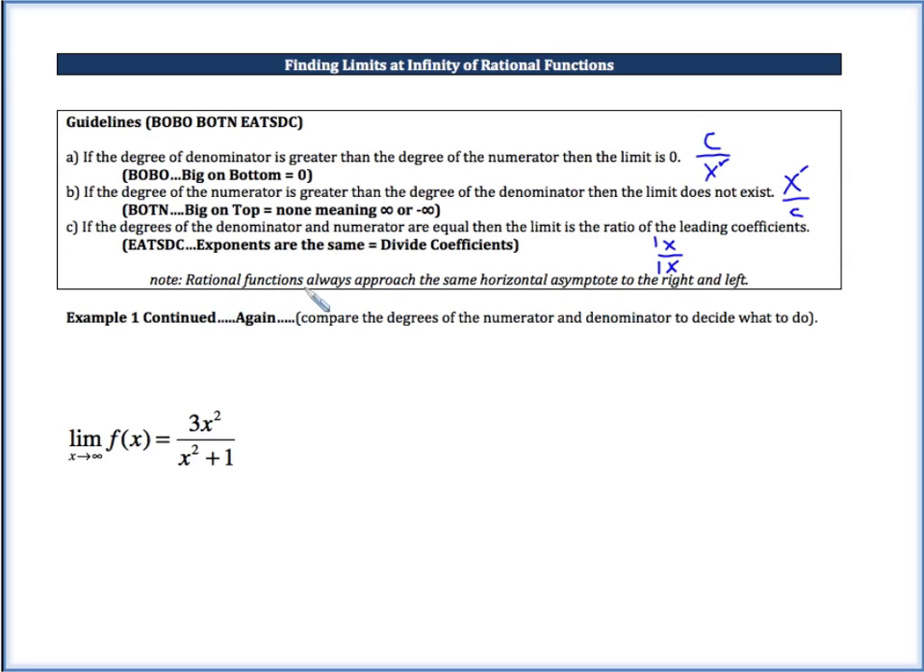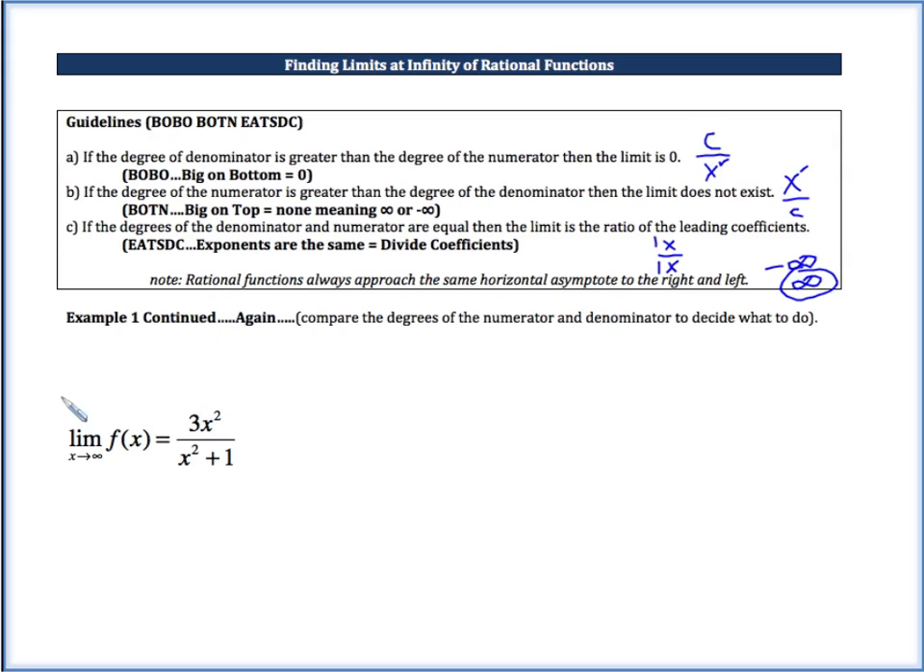Now note, rational functions always approach the same horizontal asymptote to the left and the right. What that means is we don't have to try a negative infinity and an infinity. We could just try the limit at infinity and it's going to be the same.